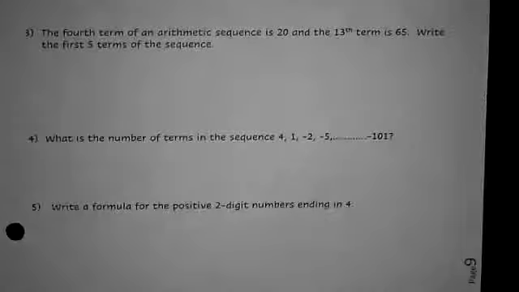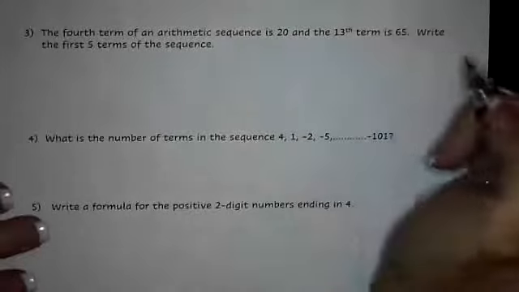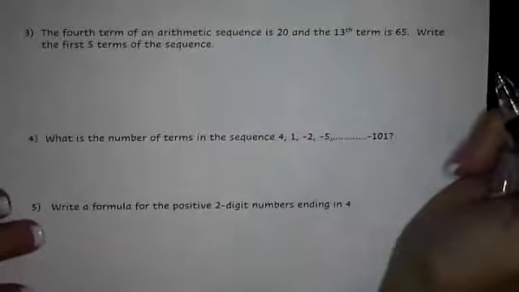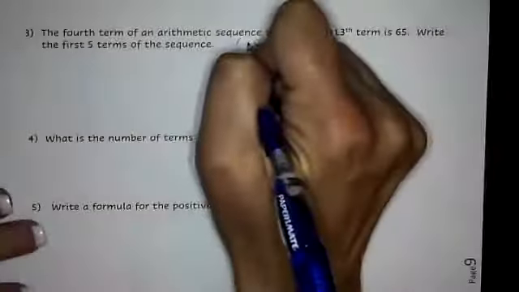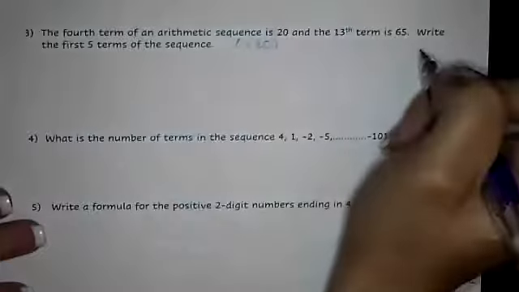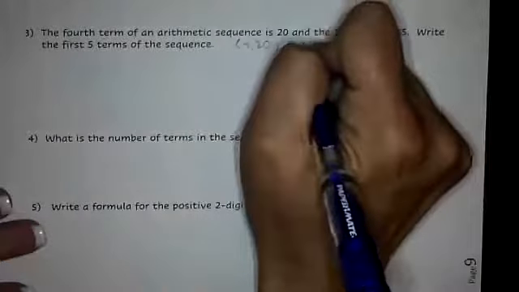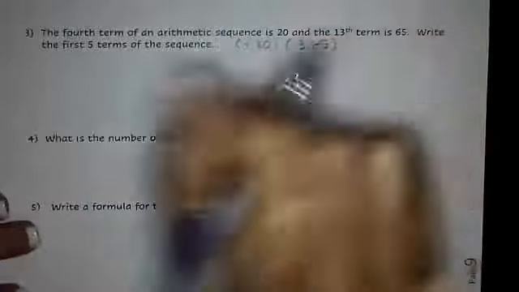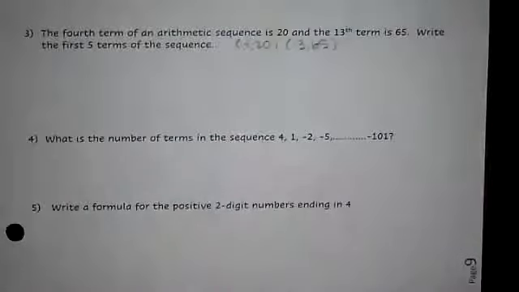All right, for this one here, it says the fourth term of an arithmetic sequence is 20 and the 13th term is 65. Write the first 5 terms of the sequence. So what they've done here is they've given us 2 points. So we've got 4 and 20 and 13 and 65. Those are the 2 points from our arithmetic sequence.